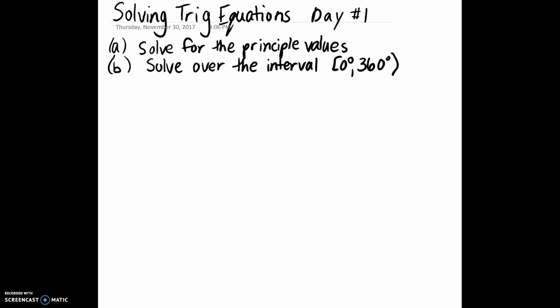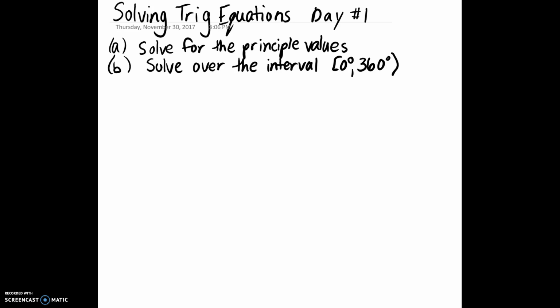This is going to be our first day of solving trig equations, so we're going to keep them basic and not do many things with replacements. First thing we're going to do, and we're going to do two parts for this, we're going to solve for the principal values in part A, and then we're going to solve over the interval 0 to 360. So it's a good connection with what we did in the previous lesson where we found the inverses, because we'll start with the principal values.